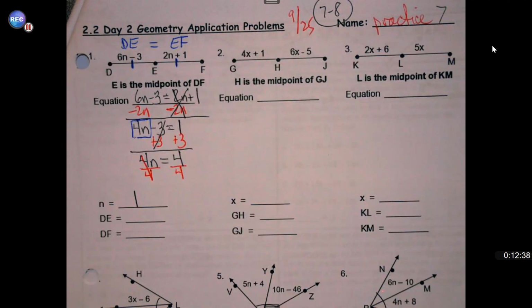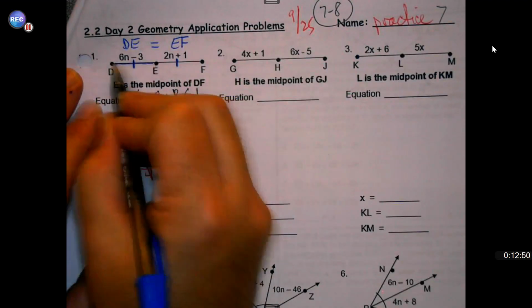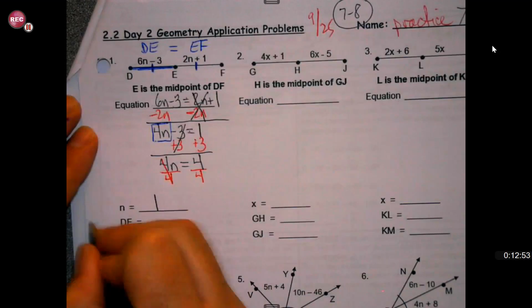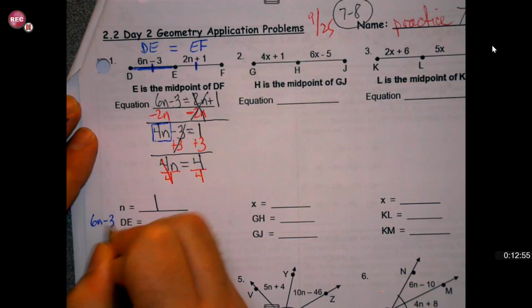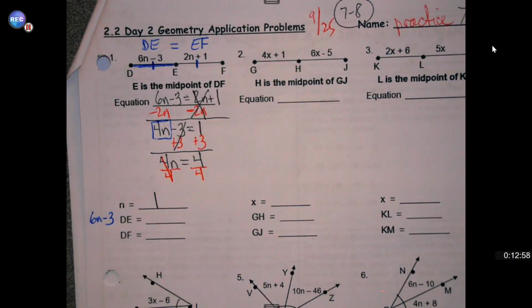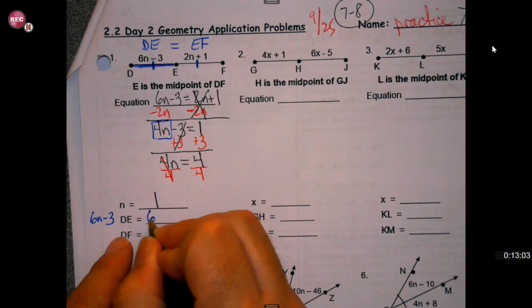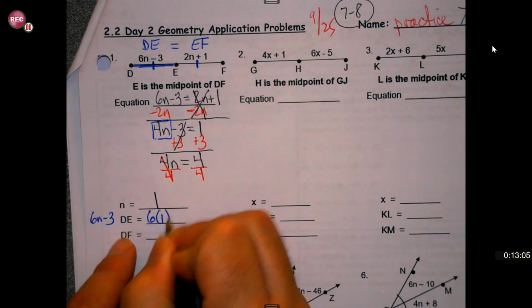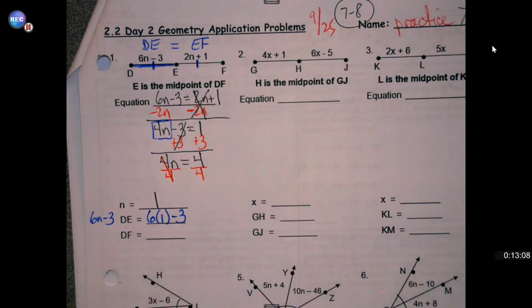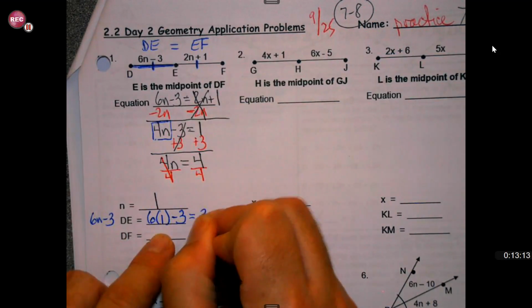Here's the part where we have to be careful that Hardy wasn't this morning. I admit it, and I had to go back and fix things. So I look and I'm like, okay, so DE. DE is this piece right here. So that is the 6n minus 3 piece. But I know what n is. N is 1. So 6 times 1 is 6, minus 3 is 3.